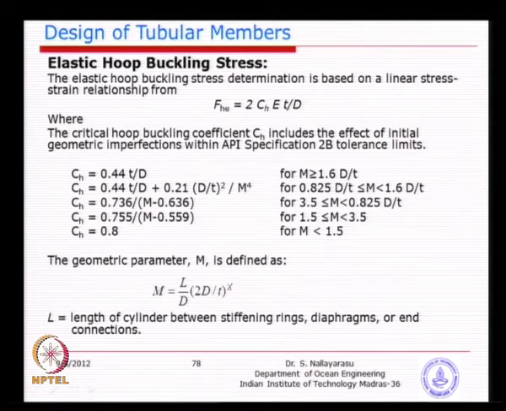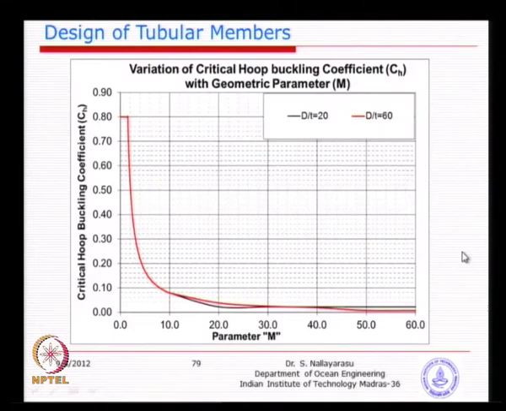Now, you see there are 4 or 5 segments given here. If you plot this graphically, supplying the d by t ratio as one of the parameters along with the parameter m, you could see the buckling coefficient is 0.8 at maximum. This m is the geometric parameter, basically length versus diameter. The buckling coefficient reduces to almost 10% when the m value is around 8.